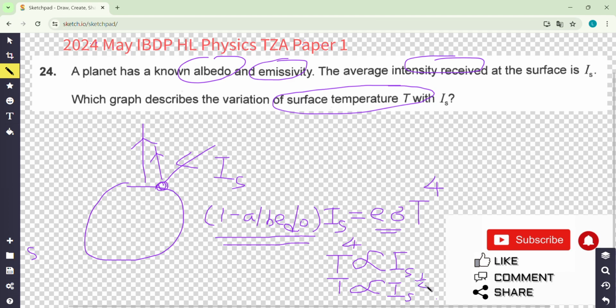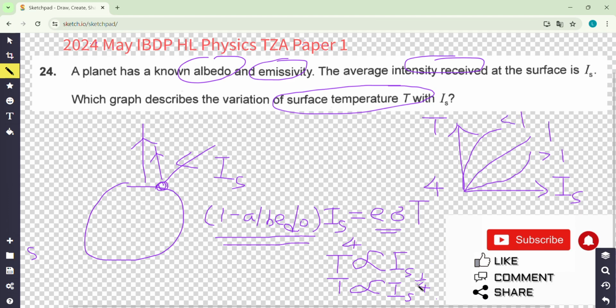So what is the graph? Okay, this index is less than 1. So you remember the curve, the rules, x and y rules. It depends on the index. So if the index is 1, it's a straight line. If the index is larger than 1, then it curves up. If the index is smaller than 1, it curves down.